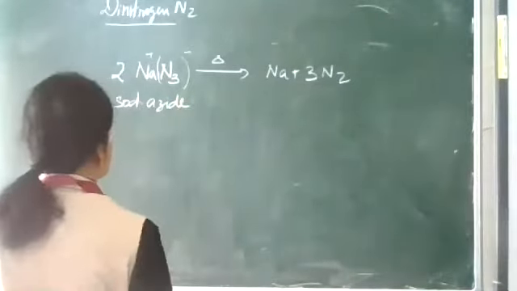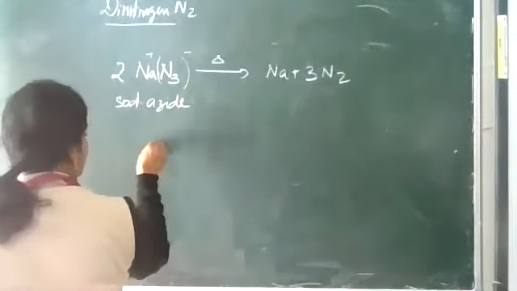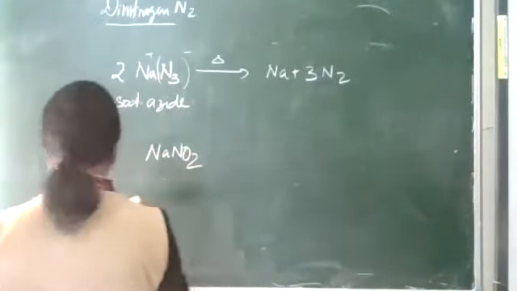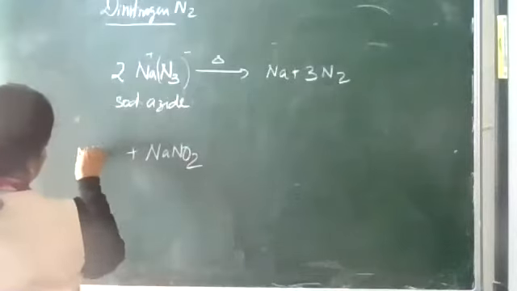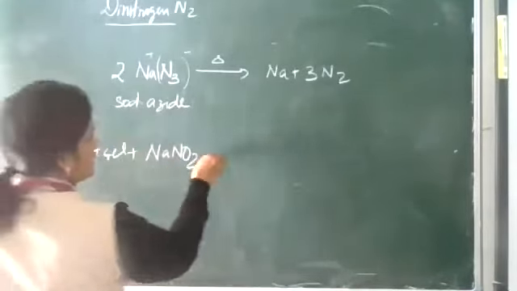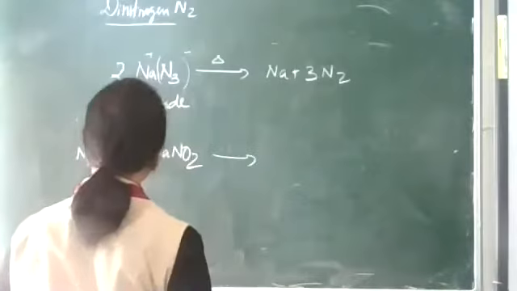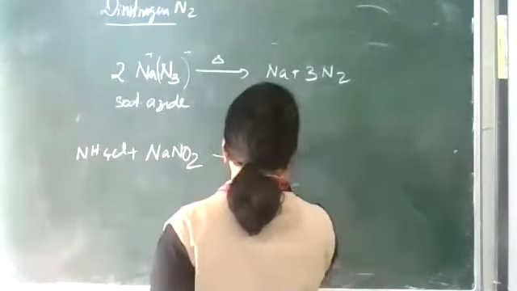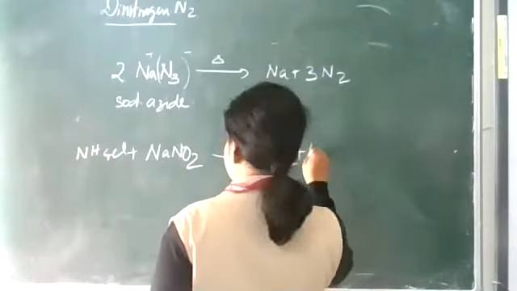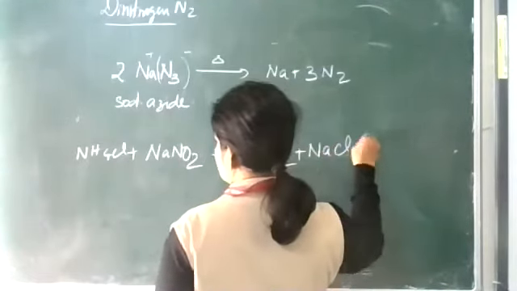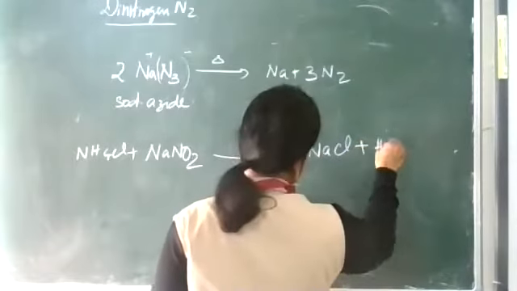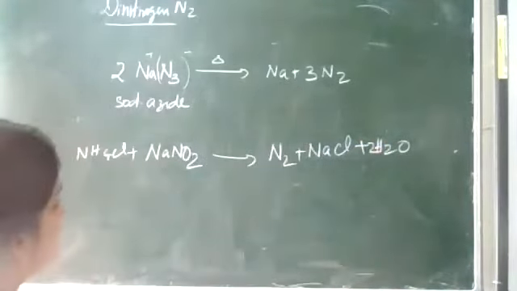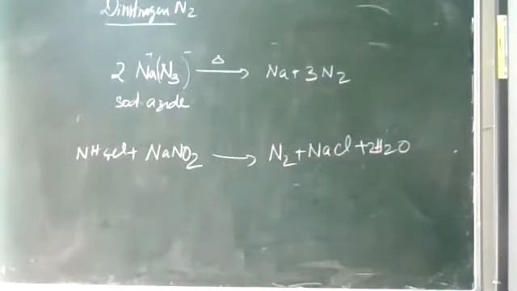Another method of preparation is from NaNO2. NaNO2 plus NH4Cl, we can get nitrogen: NaCl plus N2 plus H2O. So these are the methods of preparation of nitrogen.